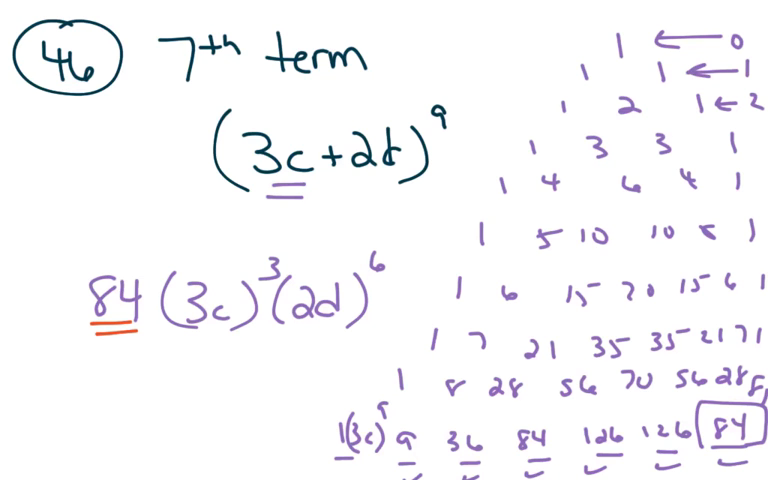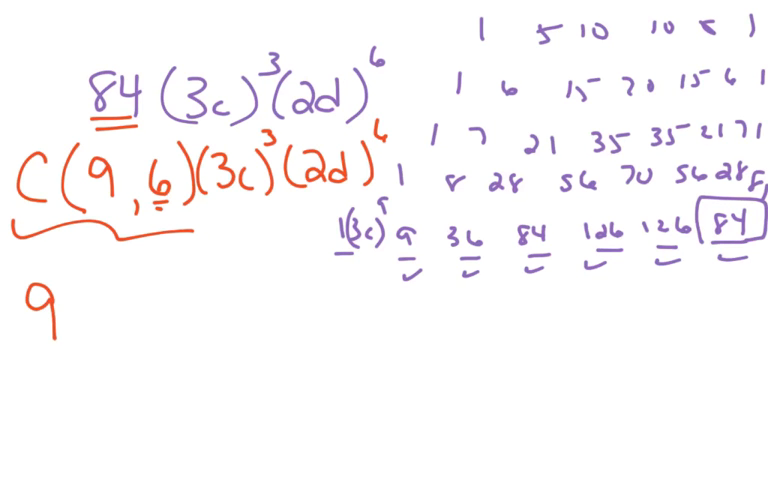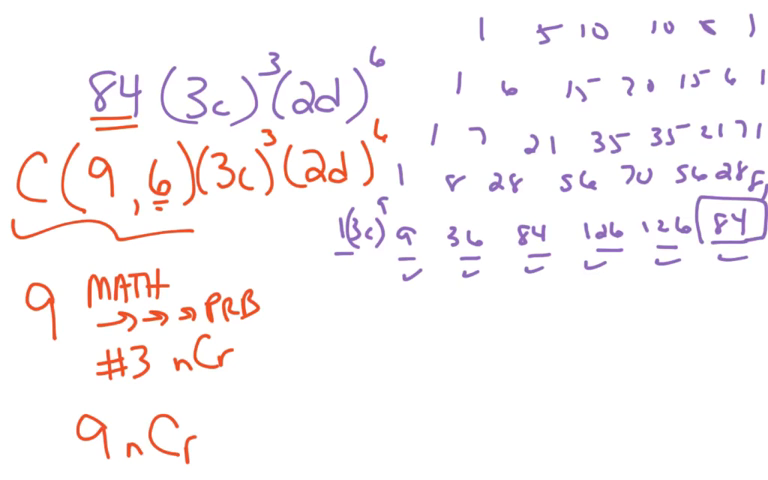You can find the coefficient by doing a combination, rather than expanding out Pascal's triangle. The combination would be c, the power you're raising it to, comma, one term less than the term you're looking for. So if I'm looking for the 7th term, then this number is 6. And then you would have some combination of 3c and 2d. Well, this 2d would be 6 as well. This would be 3. And then in your calculator, to type this in, you type in 9, math, arrow over to PRB, number 3, which says NCR. So now this pops up on your screen, and then you press 6, and it'll tell you it's 84.